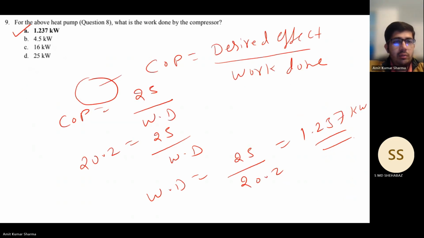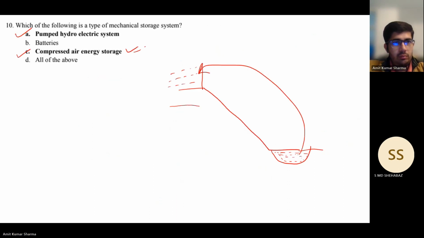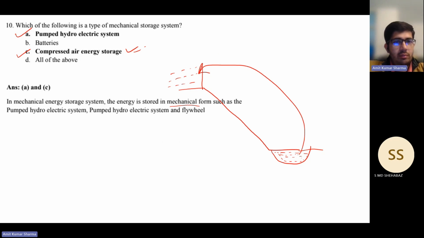Now we have calculated the COP. Now work done: COP is equal to desired effect upon work done. So 25 upon 20.2 equals 1.237 kilowatt. Now, which of the following is a type of mechanical storage? Pumped hydroelectric and compressed air energy storage.